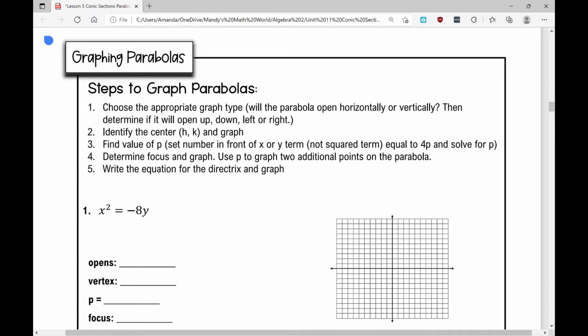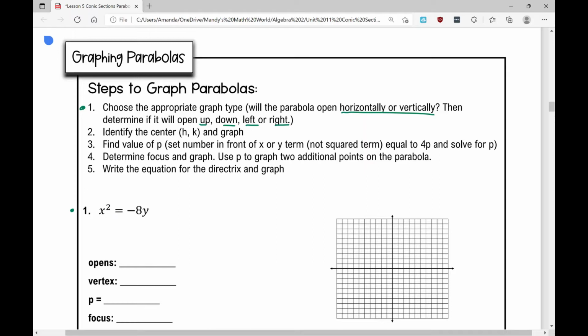So when you're graphing parabolas, the first thing that I want you to look for when you're given an equation is to choose the appropriate graph type. Will it open horizontally or vertically? And I like to draw a little sketch. Then determine if it will open up, down, left, or right. So let's look at example number 1. I have x squared equals negative 8y.